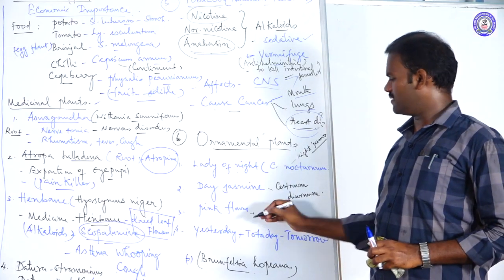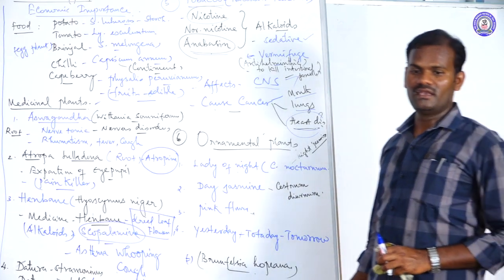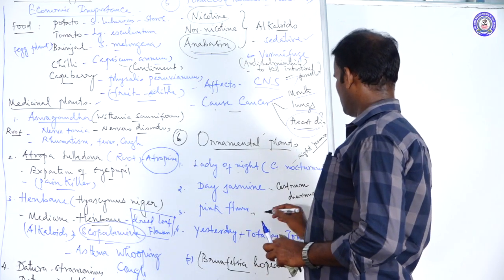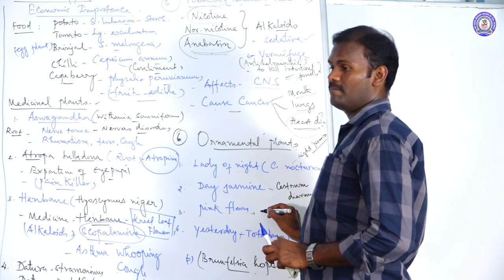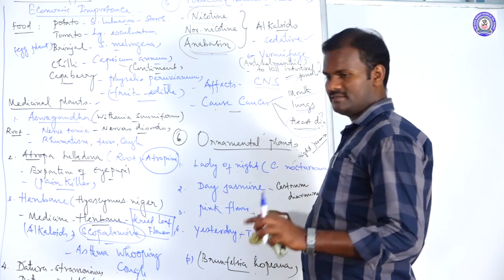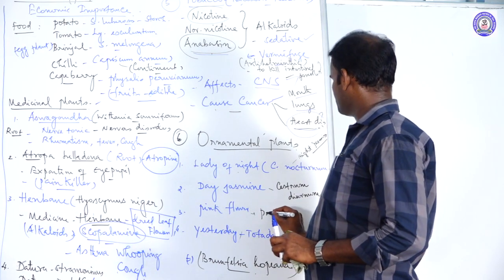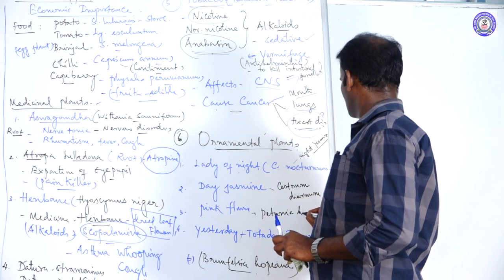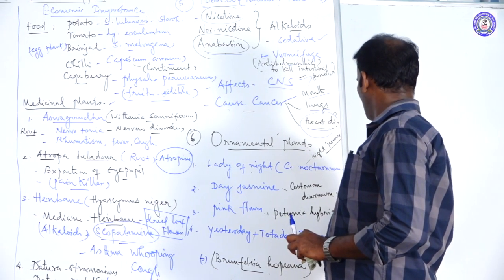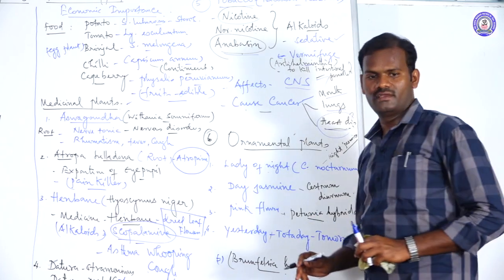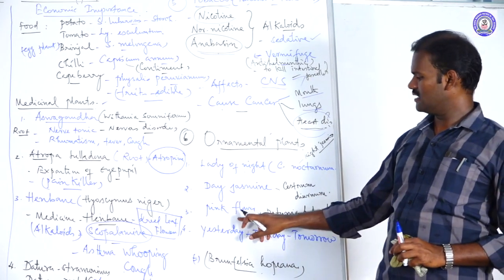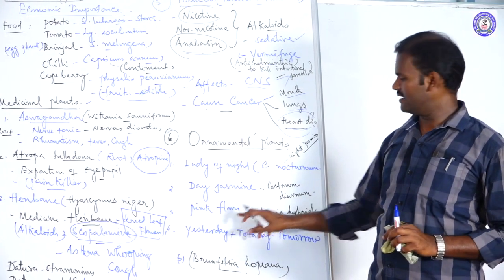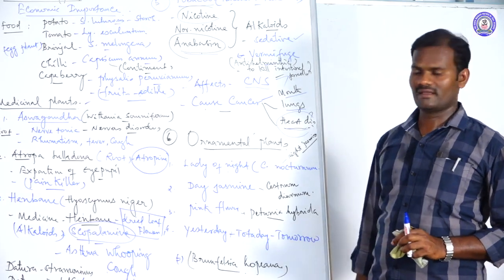Another one is a pink color flower. For example, Petunia hybrida. Sorry, Petunia hybrida. It is attractive because the color of the flowers is pink, attractive. That is why it is grown in the garden.